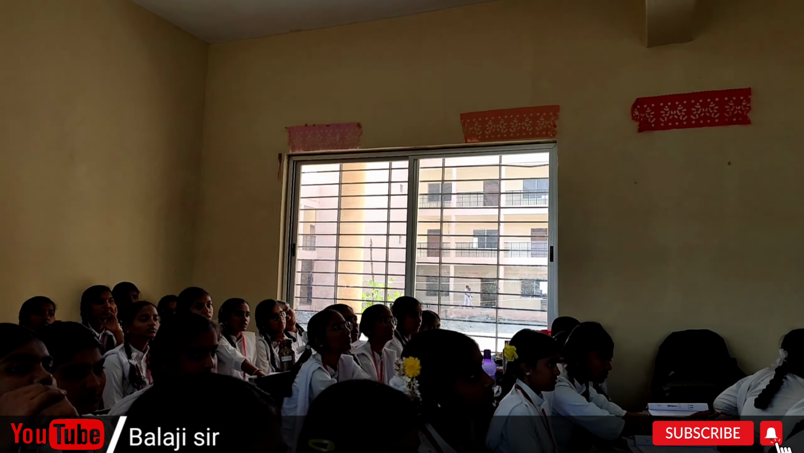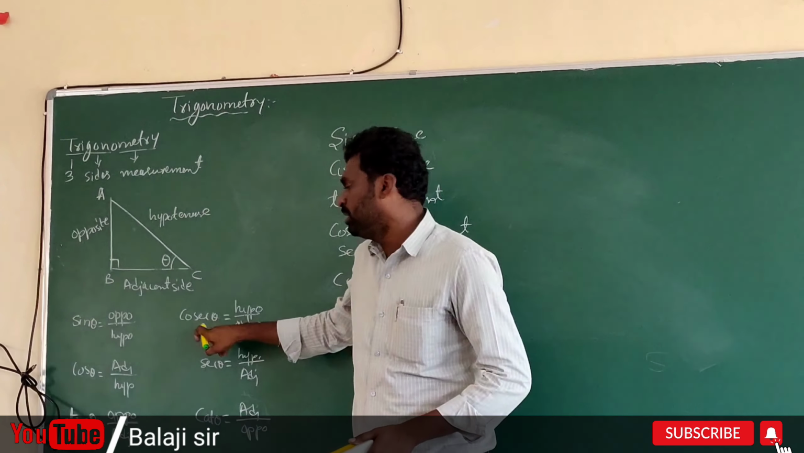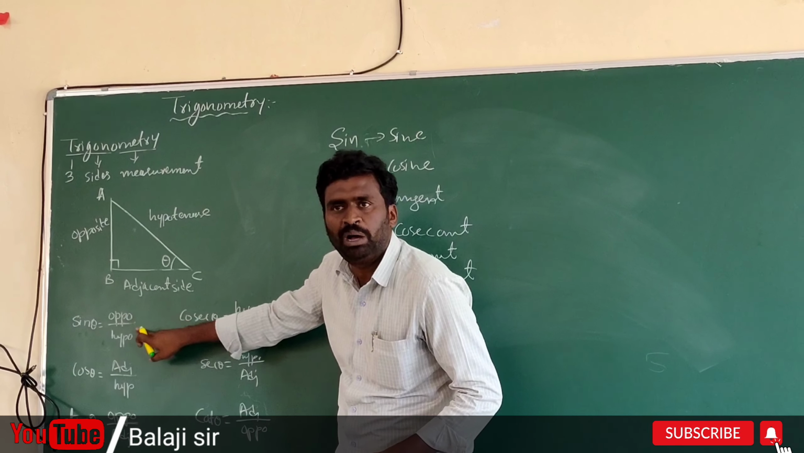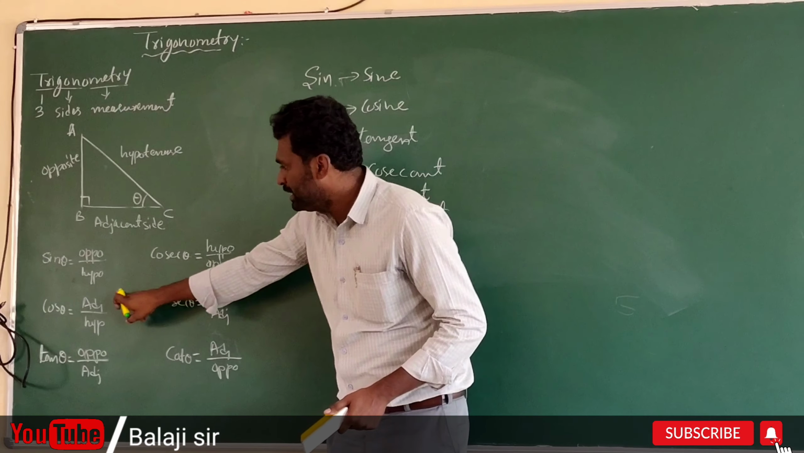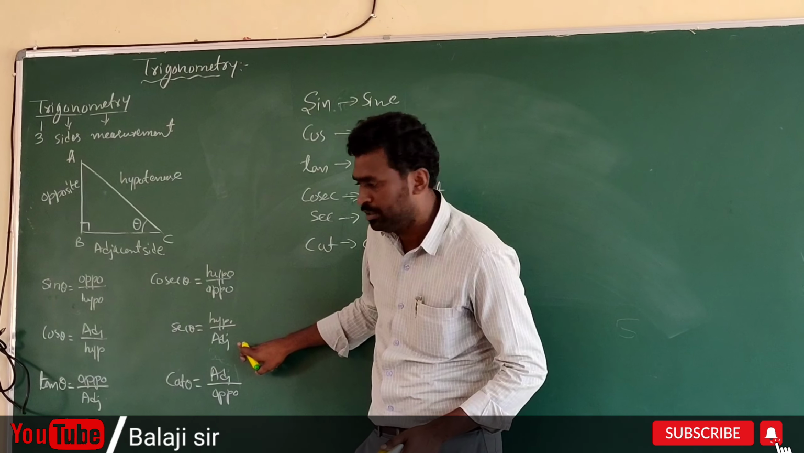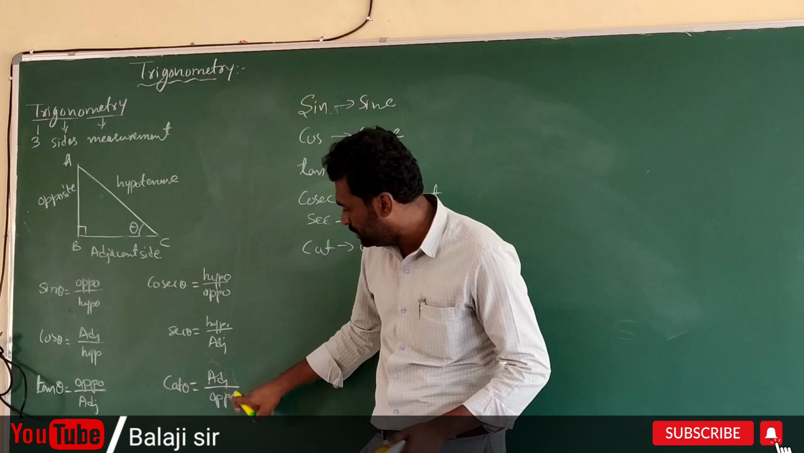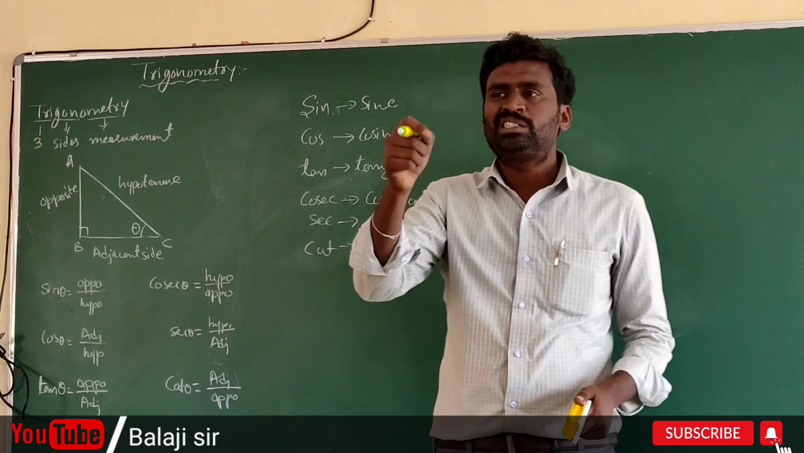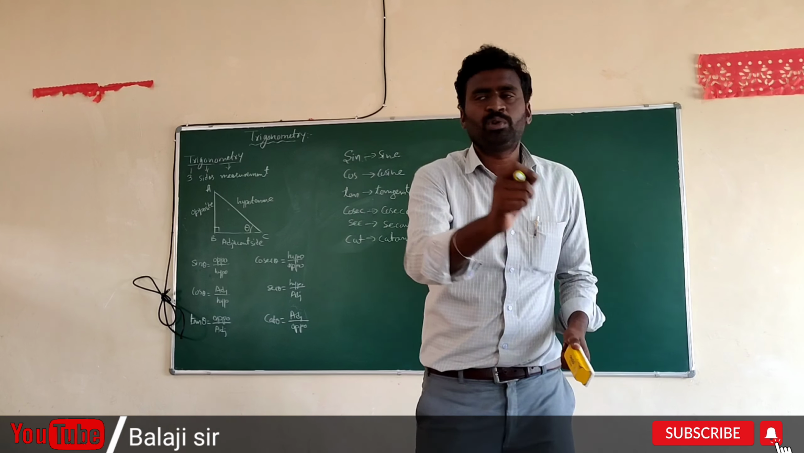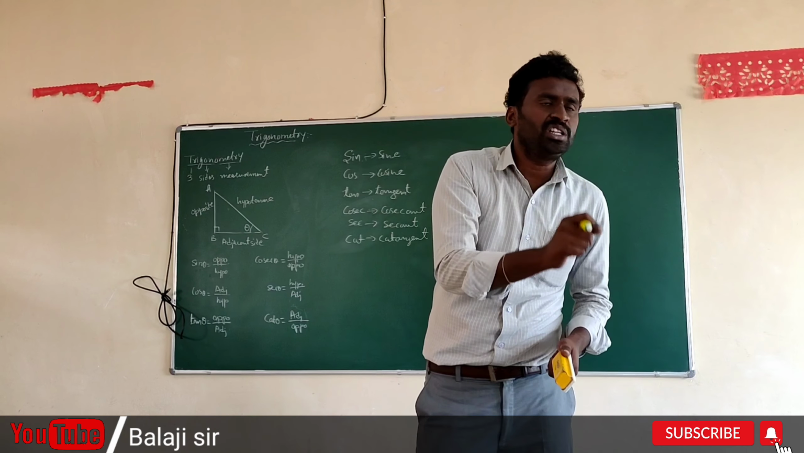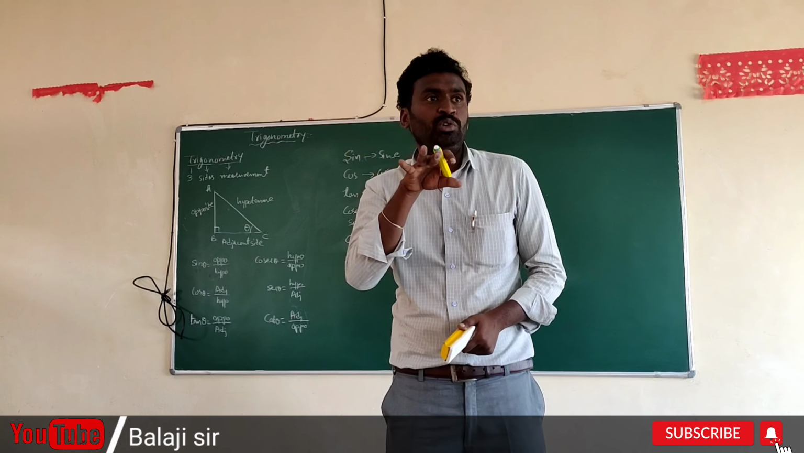One more thing I would like to tell you: the reciprocal relation. The reciprocal of sine is cosec. Sine is opposite by hypotenuse, and cosec is hypotenuse by opposite. Is it reciprocal or not? Yes, sir. Likewise, cos reciprocal is sec, tan reciprocal is cot, cot reciprocal is tan, sec reciprocal is cos, and cosec reciprocal is sine. You should be able to tell these.